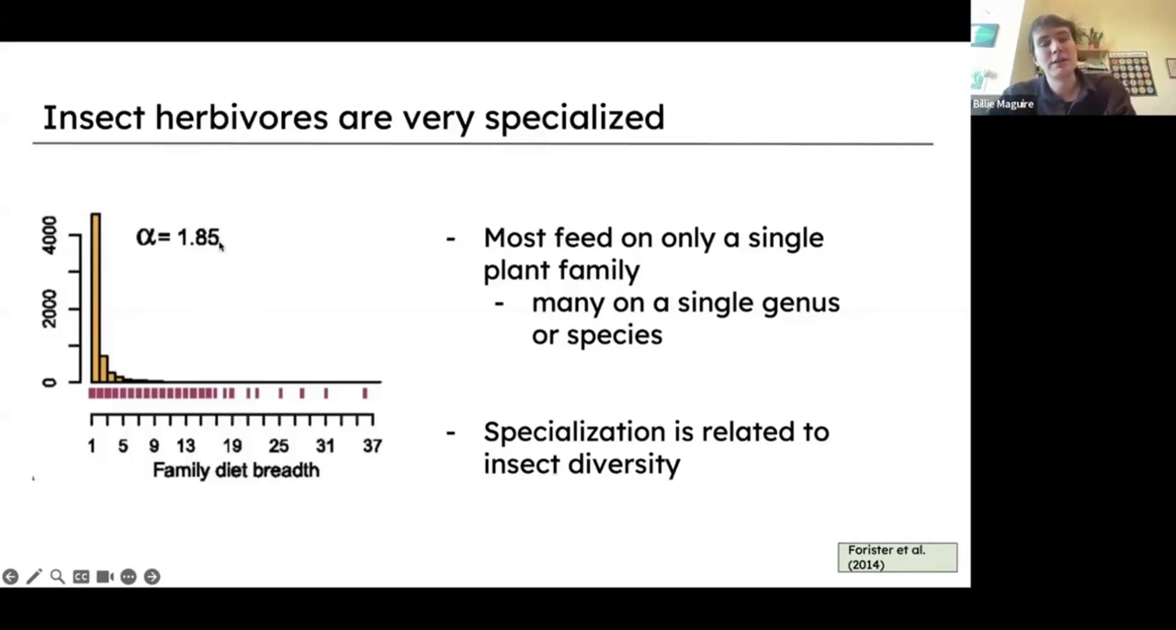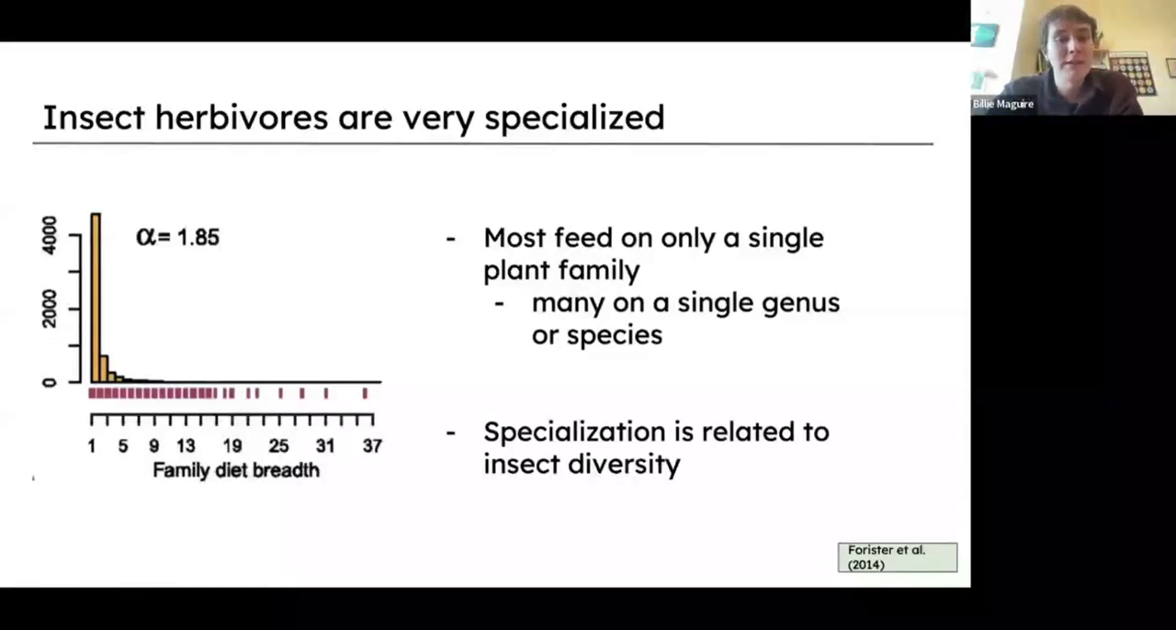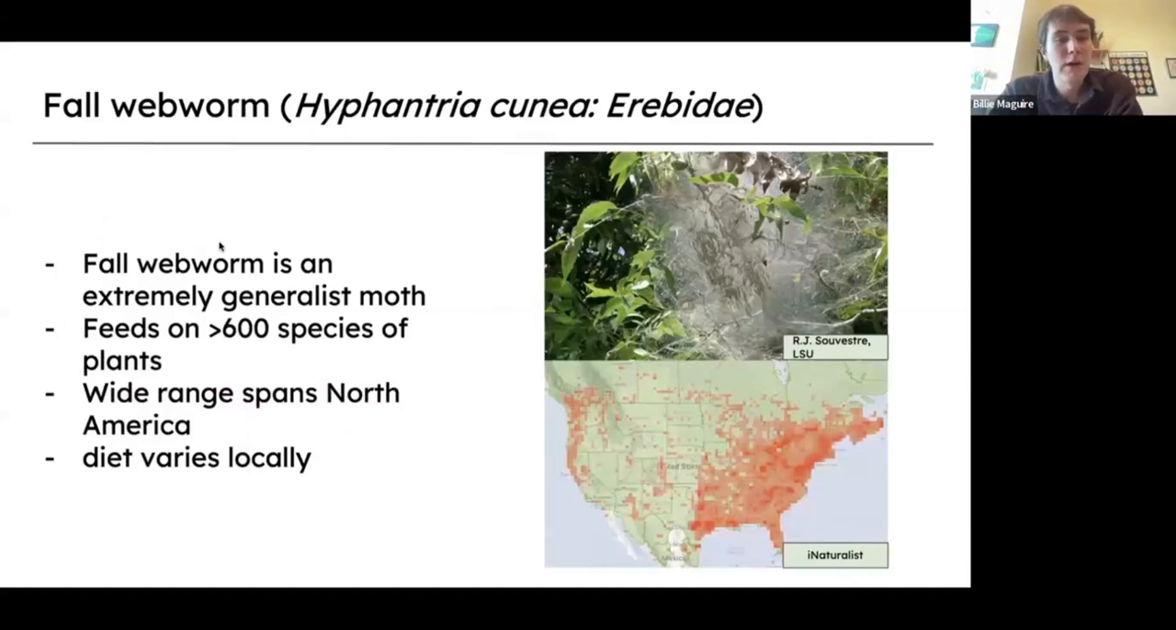And so we think that this specialization is related to insect diversity. And this is the problem that I'm really interested in, which is the relative diversity of specialization and the relative paucity or rarity of generalization. What's driving these patterns? And the system that I use to address this is fall webworm.